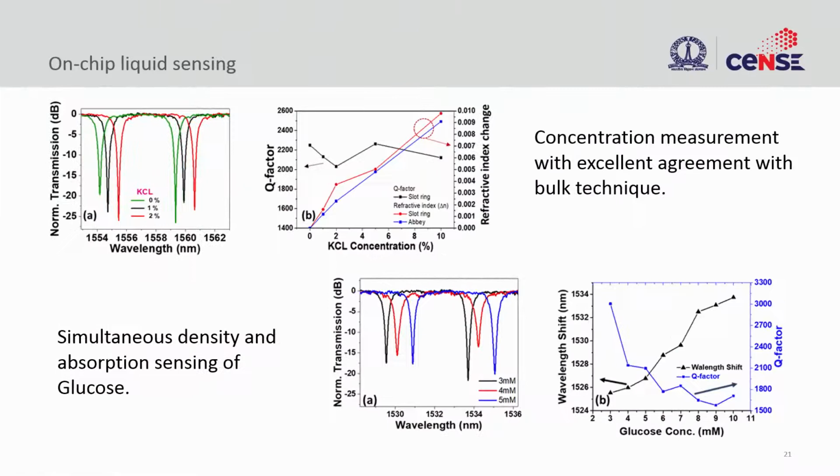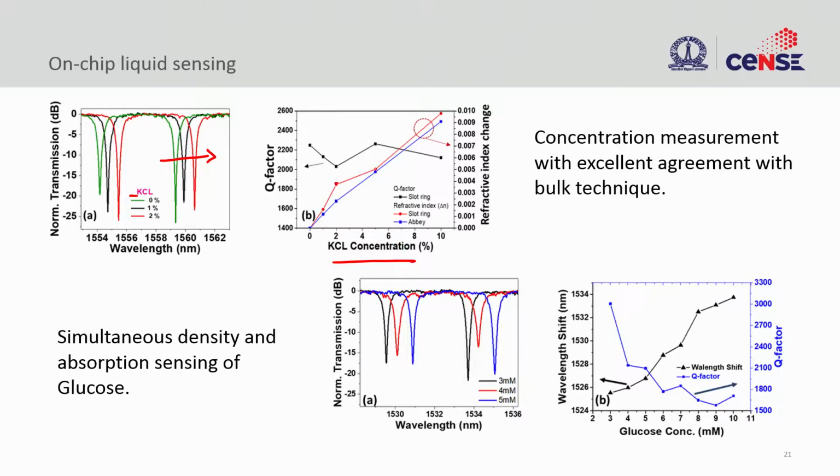There are two examples that we are going to take here. One is a concentration measurement for potassium chloride, here you have KCl. When you change the concentration of KCl, there is a shift in the refractive index, and this shift in the refractive index as a function of concentration can be plotted here.